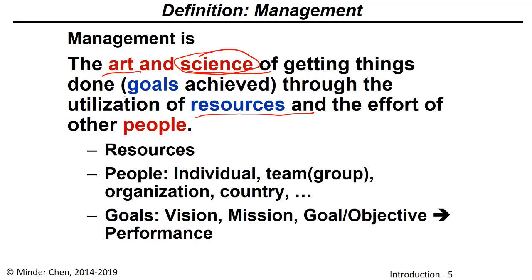Getting things done implies there are goals to be achieved, and we also emphasize the use of resources other than people, though people certainly are a very important part of the resource pool that we rely on. So in essence, we need to focus on resources, and we need to focus on people at the individual, group, organization, or even country level. Goals are related to visions and missions, and can also be tied to performance.